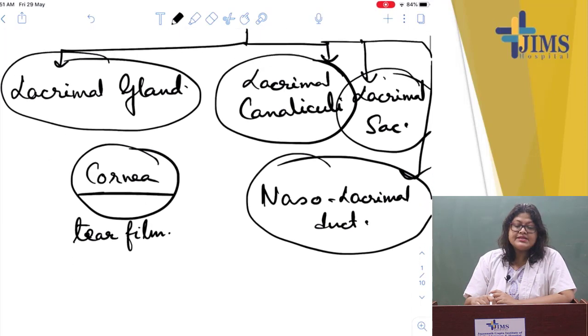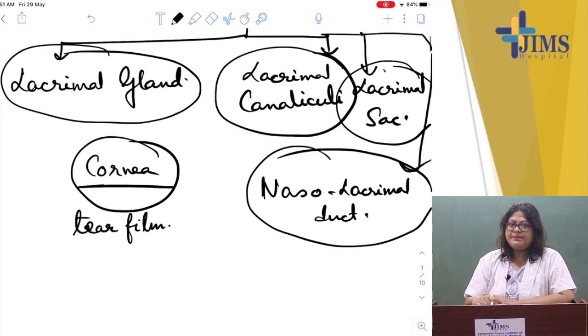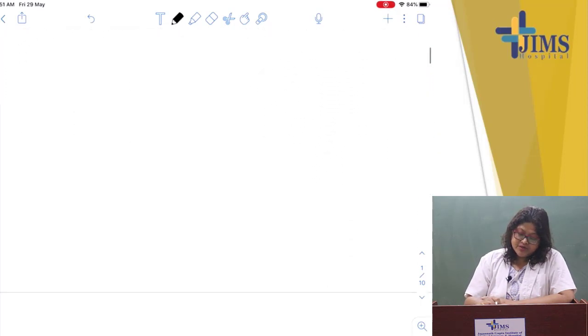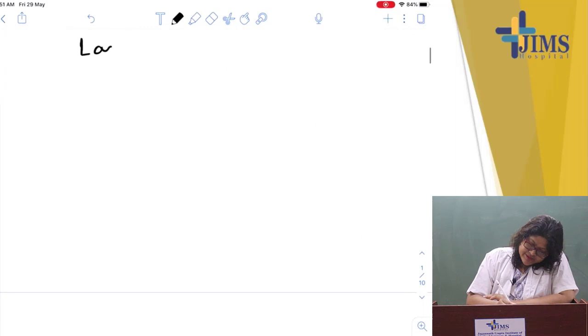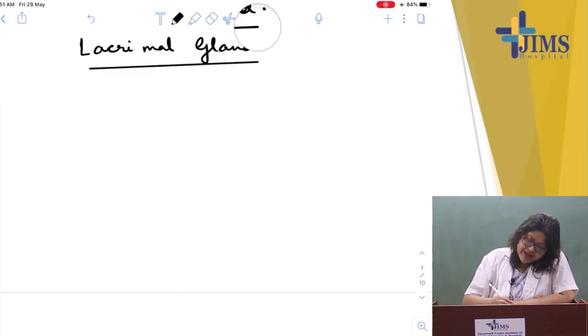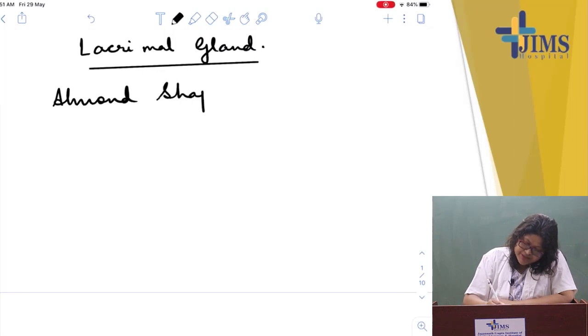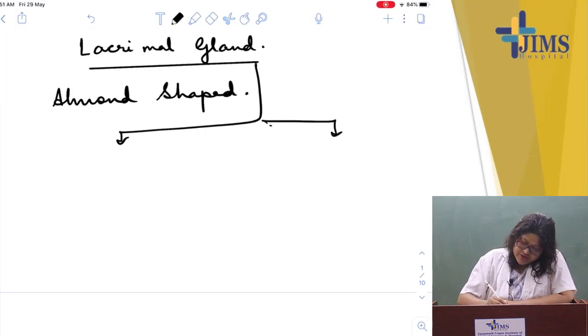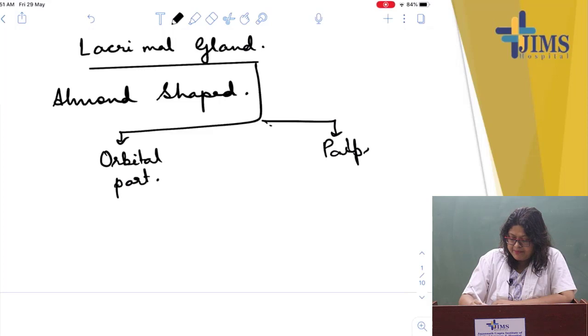So we will take up these parts of the lacrimal apparatus one by one. First we will see the lacrimal gland. What is the shape of the lacrimal gland? It is almond shaped. It has two parts: one is the orbital part, one is the palpebral part.